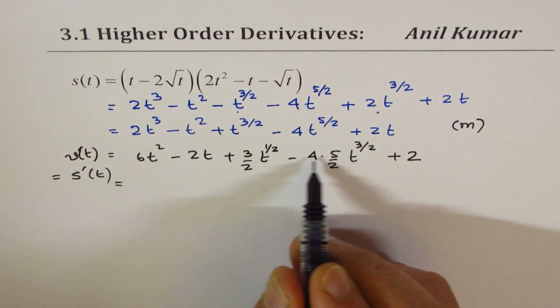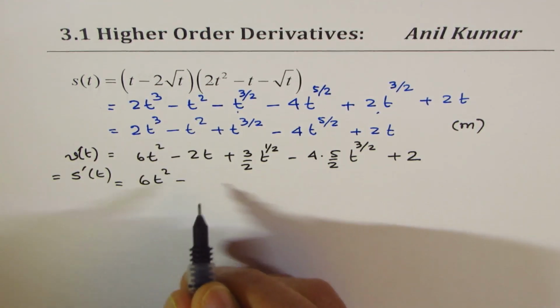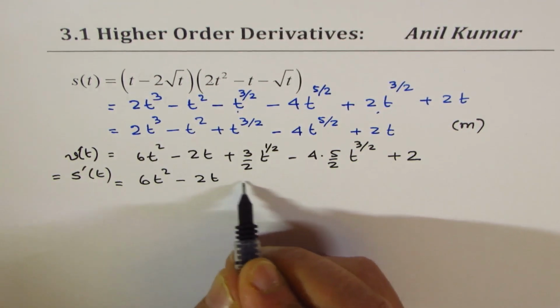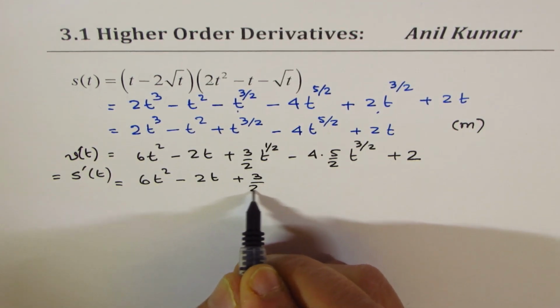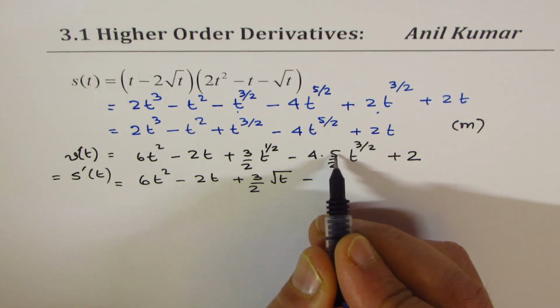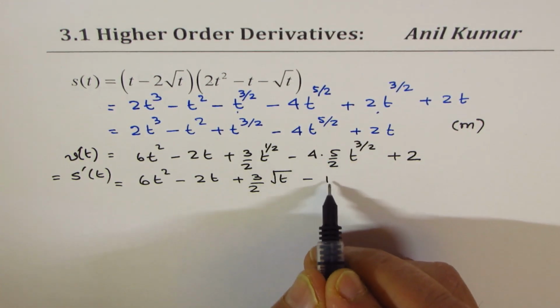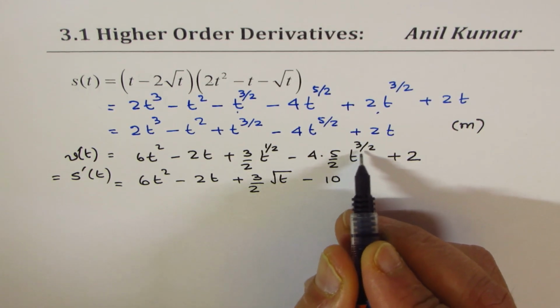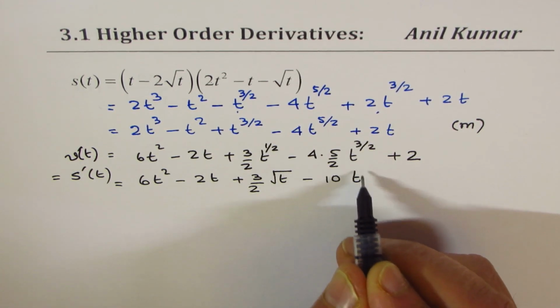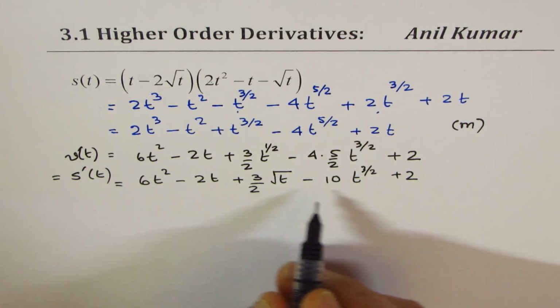You could simplify this and write this as 6t square minus 2t plus 3 by 2. If you want square root, write square root, minus 4 times 5 by 2, this could be simplified. That goes 2 times, right? So you get 10 cube roots. So you may write like this only. Okay, no problems. Now let's find the acceleration.